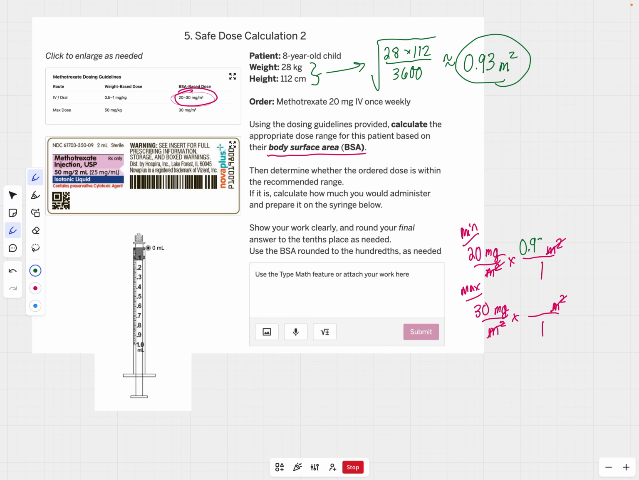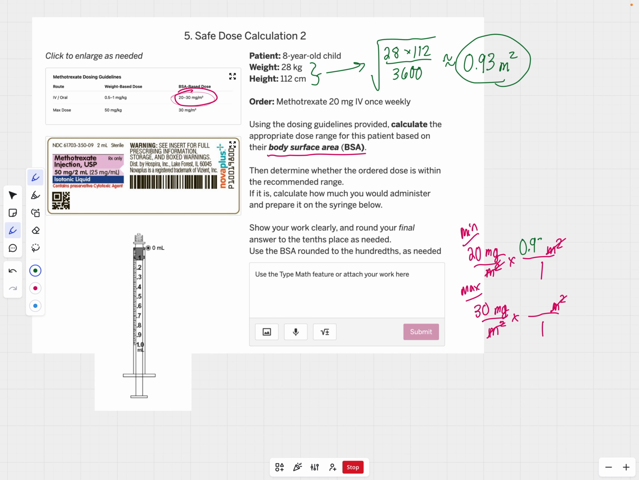And when I do so, let's see what we get. When you take 20 times 0.93, you should get 18.6. And this is the minimum amount of milligrams that they need. When you multiply 30 times 0.93, you should get 27.9. For this individual, this is the maximum amount of milligrams they should receive. So somewhere between 18.6 and 27.9.